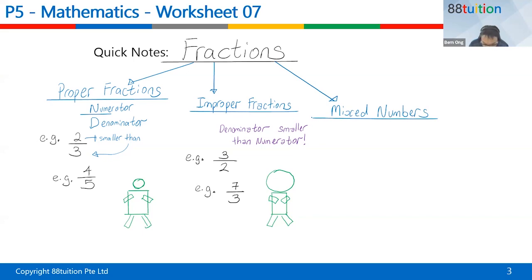All right. So a mixed number, from the word itself, mixed number means it's a mixture. So you will have some numbers, you will have some fraction. For example, 3 over 2 can be written as 1 whole, 1 over 2. So that consists of some numbers and some fraction.